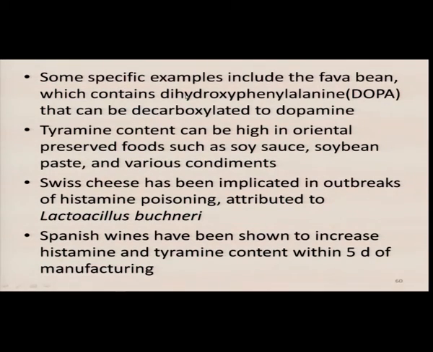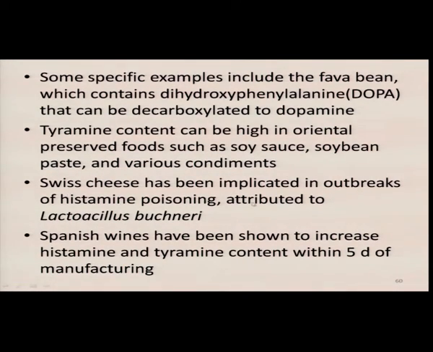A specific example is the fava bean, which we discussed earlier under favism, which contains dihydroxyphenylalanine, otherwise called DOPA. This DOPA can be decarboxylated to form dopamine. The tyramine content can be high in oriental preserved foods like soy sauce, because safe preservation as well as long term storage can increase this component. So soy sauce, soybean paste and various condiments can promote the formation of a higher amount of tyramine.